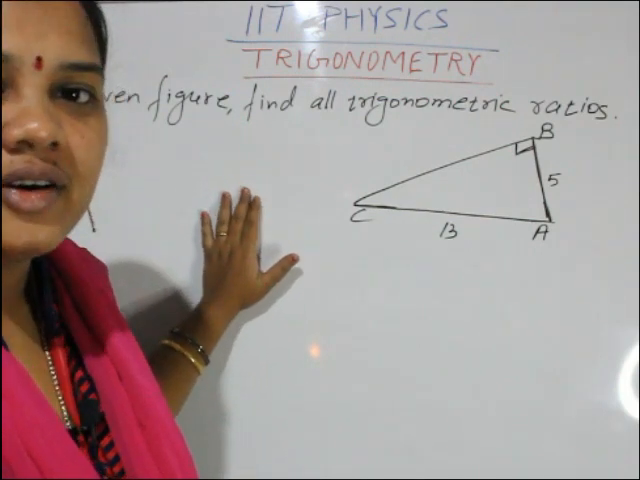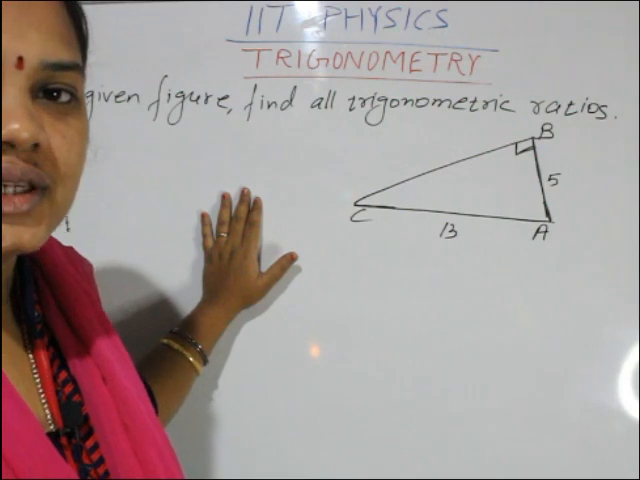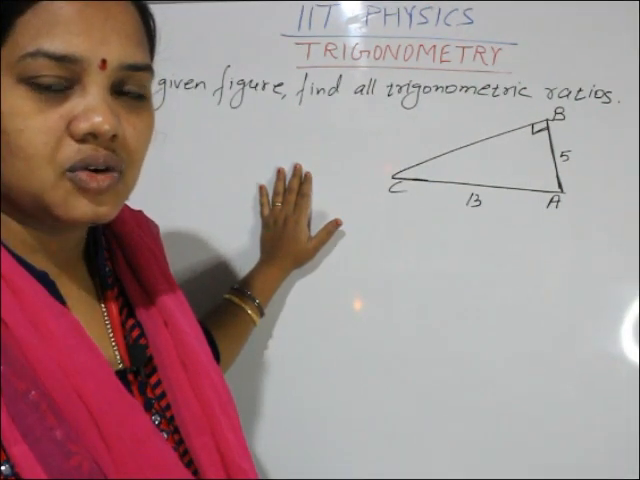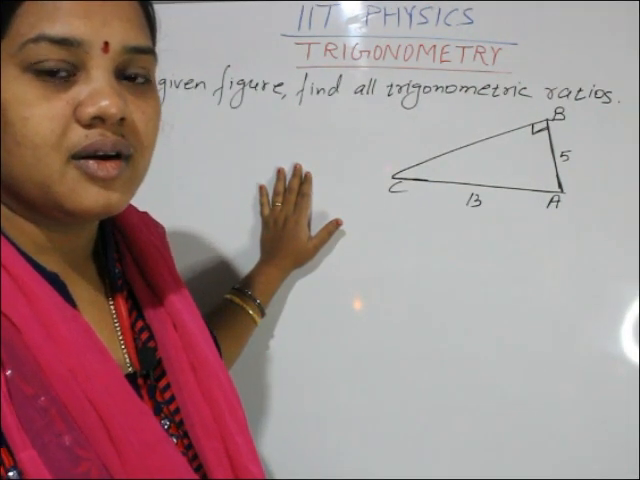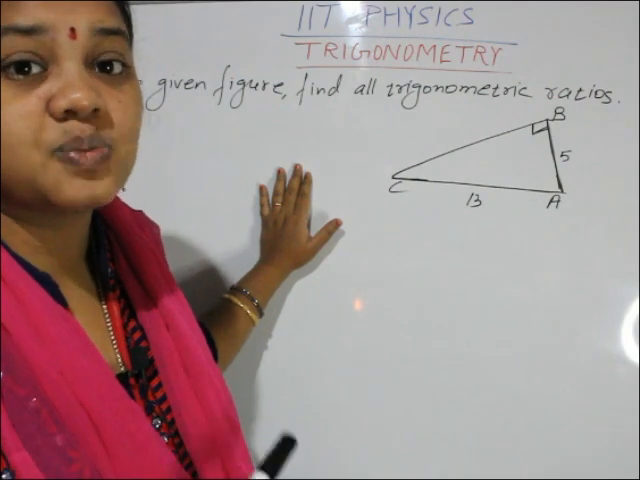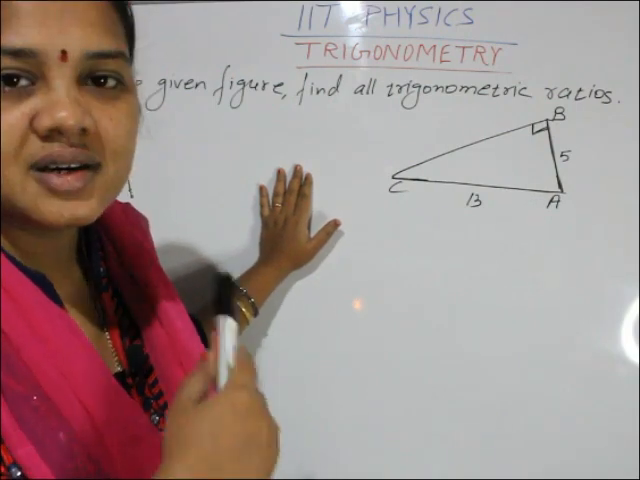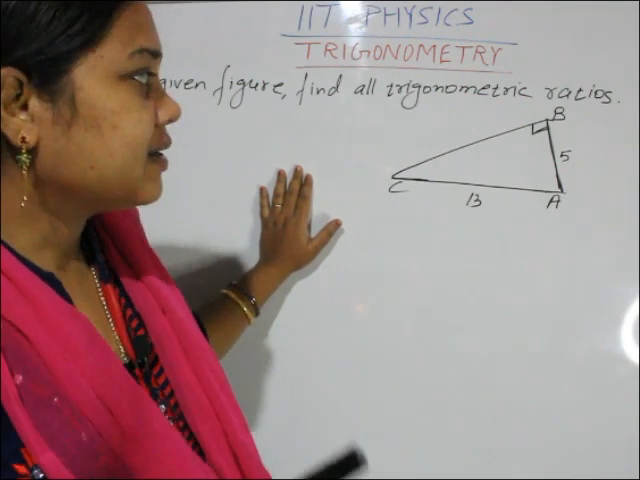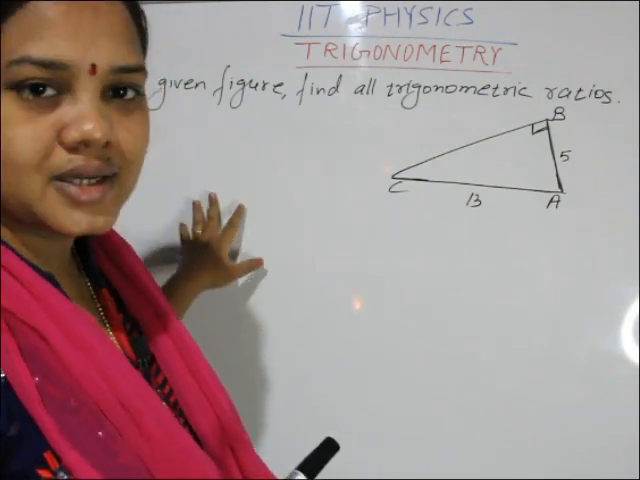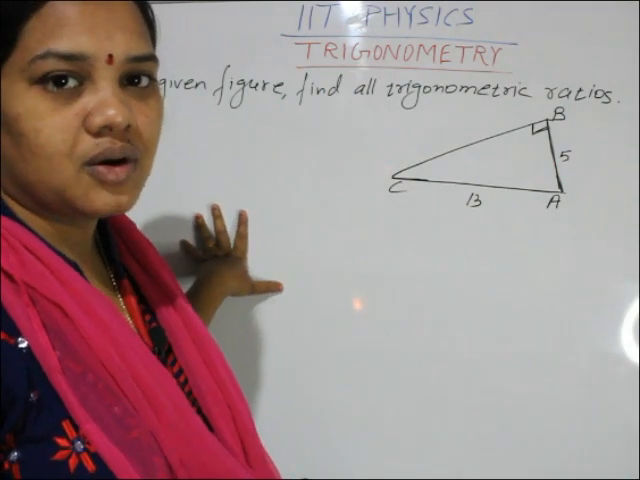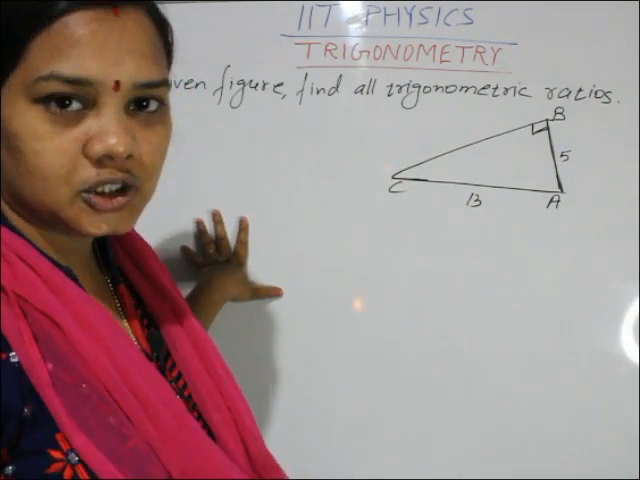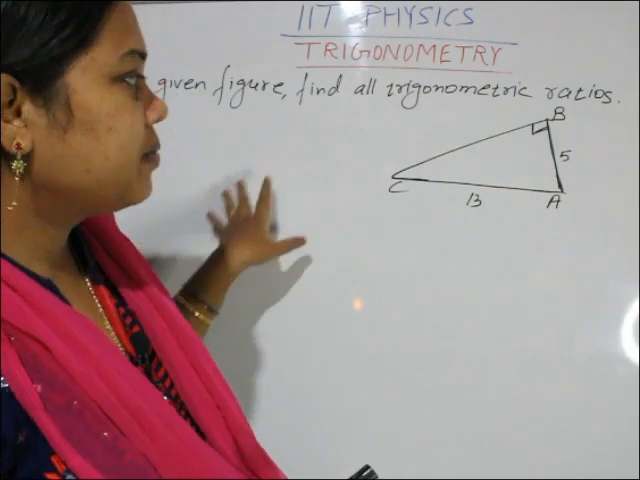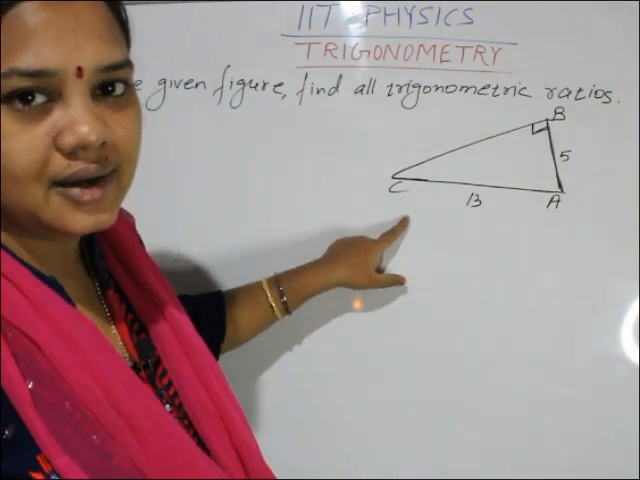See children, finding the trigonometric ratios is very important. You have to know this very nicely, you must be an expert in this. That's why again and again I am giving you this type of question and explaining it to you. Okay, so this was your yesterday's homework. Trigonometric ratios you have to find by seeing this right angle triangle.